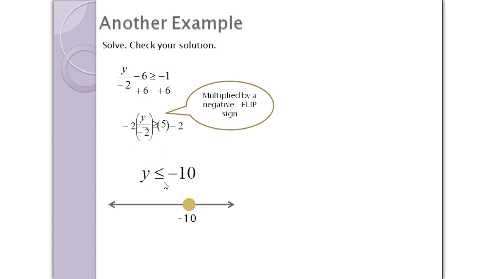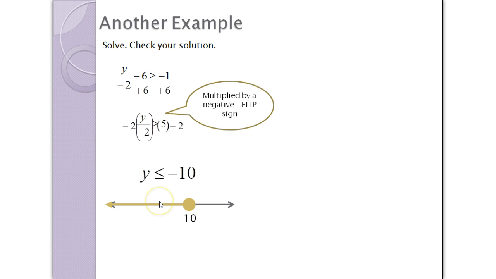So anything smaller than -10 gets shaded, so that just means shade left. Okay? Make sure you always graph the inequality as it ends. Don't graph the inequality from the beginning of the problem, because if you do flip, you need to reflect that flip on your number line.